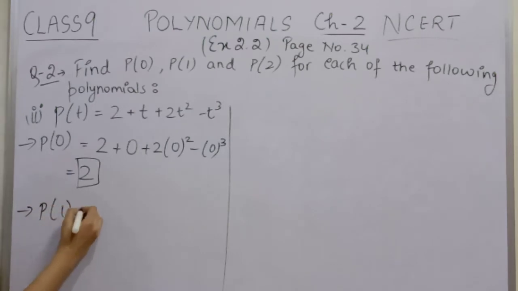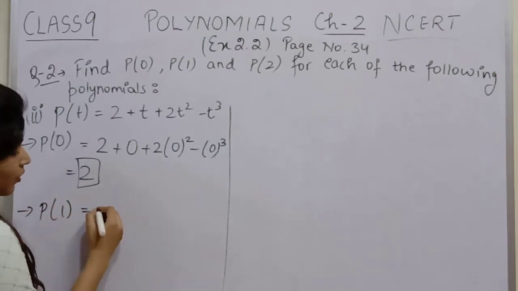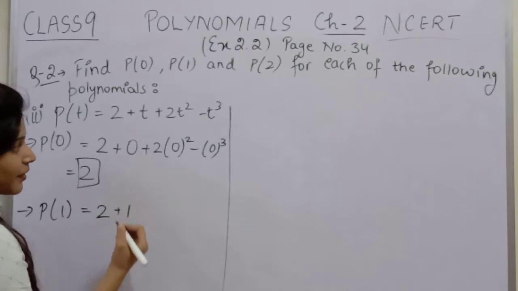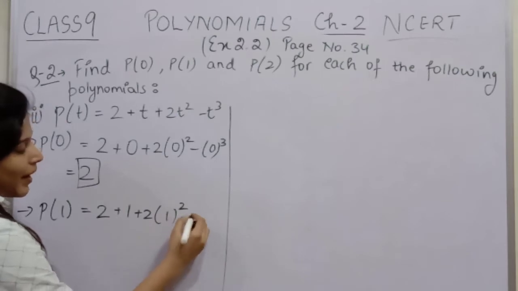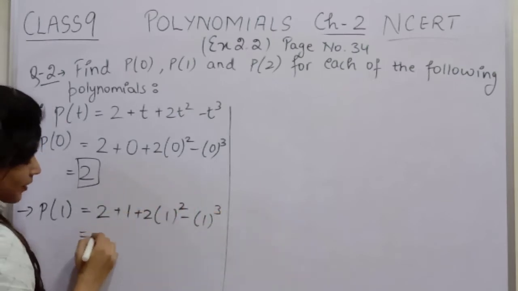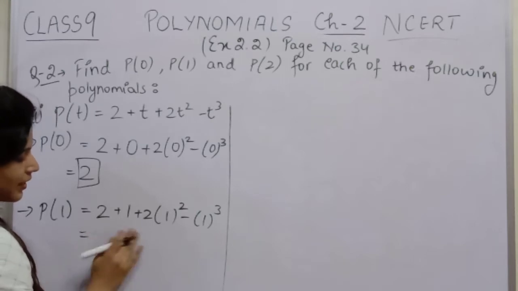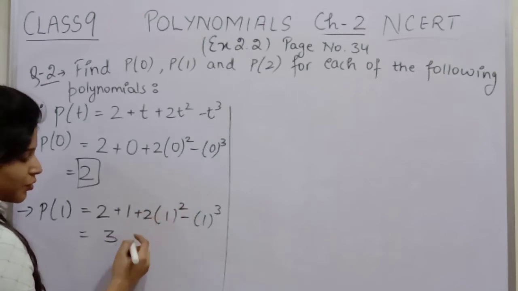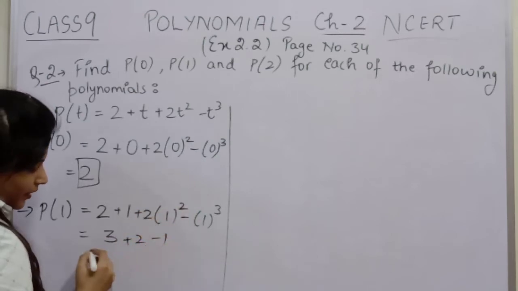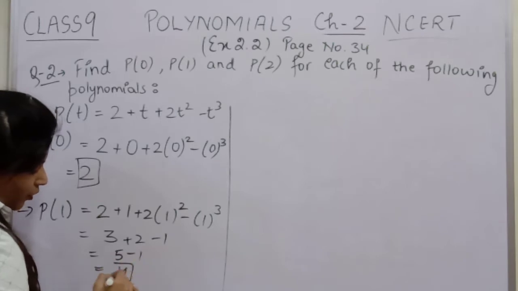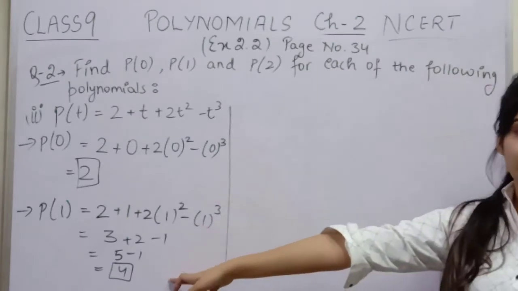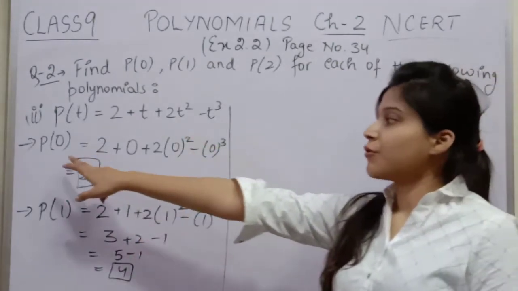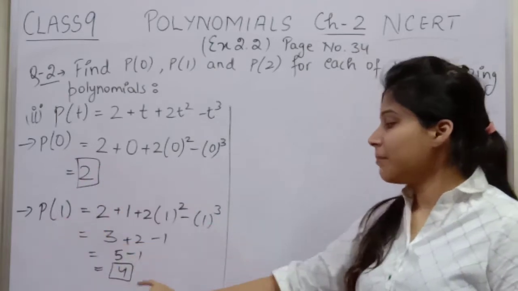So let's calculate P1. So again 2 as it is plus t place 1, plus 2 as it is, at the place of t 1, so 1 square minus 1 cube. Okay, so 2 plus 1 is 3. 1 square is 1, so 1 into 2 is 2, so 3 plus 2 is 5, minus 1, so 5 minus 1 is 4. So at t equals 1, the value of this polynomial will be 4. So at P0 we got 2, at P1 we got 4.